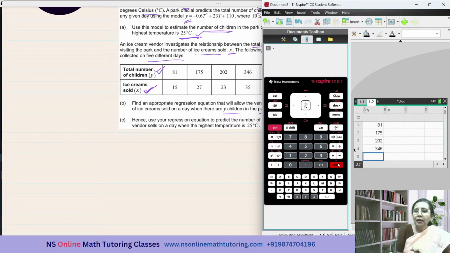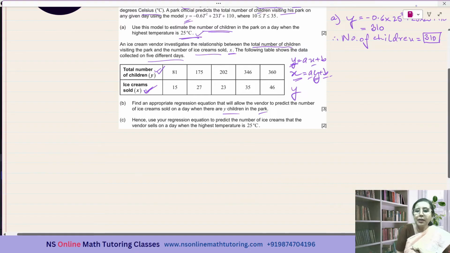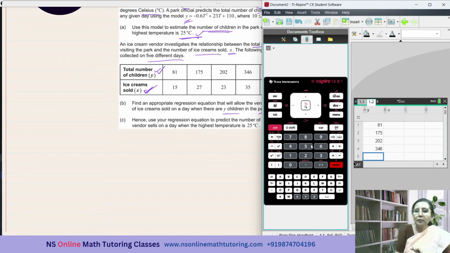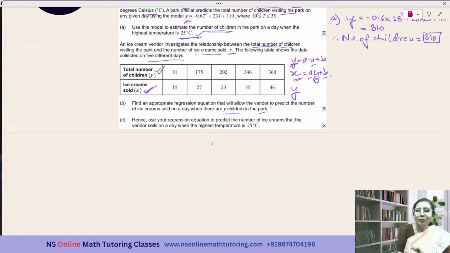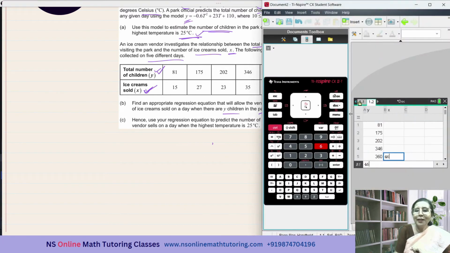346, and what is the fifth one? 360. Okay, let me write the last one over here because I need to see this. It is getting hidden by this calculator. Fine. And the first value is 15, second is 27, third is 23, fourth is 35. Fine. So we have entered all the values and we come to this C1 cell.